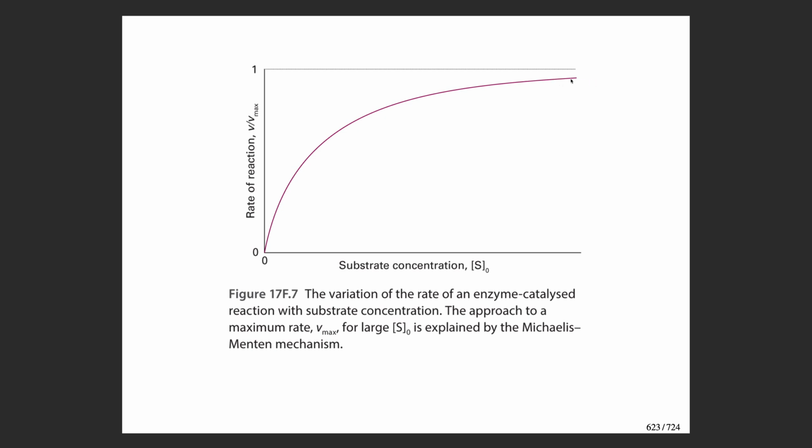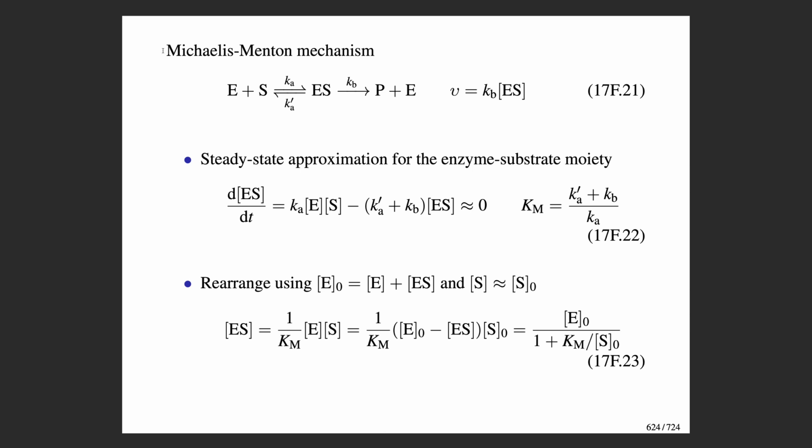When the substrate concentration is very large, you see that the rate of the reaction sort of turns over and reaches this maximum velocity. As you probably already know very well, better than I, it's the Michaelis-Menten mechanism that explains this. What is that? Well, we have a pre-equilibrium being set up here between the enzyme and the substrate and the enzyme-substrate complex. There's a forward rate constant and a reverse rate constant.